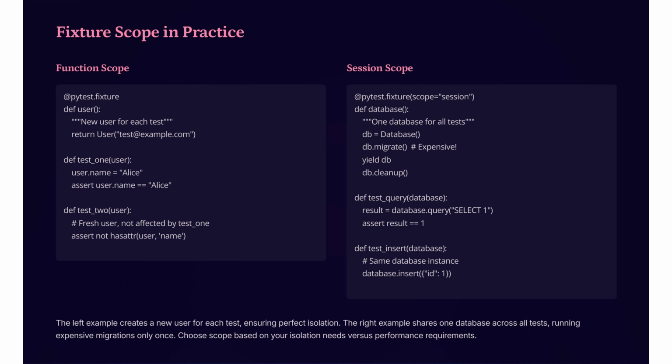In practice, fixture scope impacts test isolation and performance. A function-scoped fixture creates a new user for each test, ensuring isolation. Conversely, a session-scoped fixture shares a single database across tests, optimizing performance by running migrations once. Select scope based on the balance between isolation needs and performance efficiency.